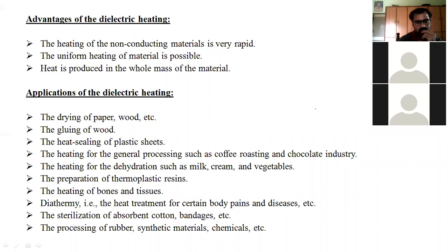Okay, here are some dielectric heating applications. You can easily read them out. They are used for drying paper, gluing of wood, plastic sheets, coffee roasting, and chocolate industries. Dielectric heating is also used for dehydration, such as milk, cream, and vegetables. Then preparation of thermoplastic resins, heating of bones and tissues. Okay, diathermy. Diathermy is nothing but the heat treatment of certain body pains and diseases. Then the sterilization of absorbent cotton and bandages, the processing of rubber, synthetic materials, chemicals, etc.